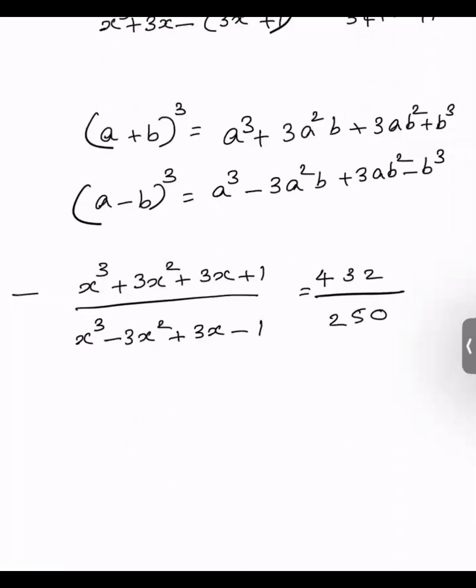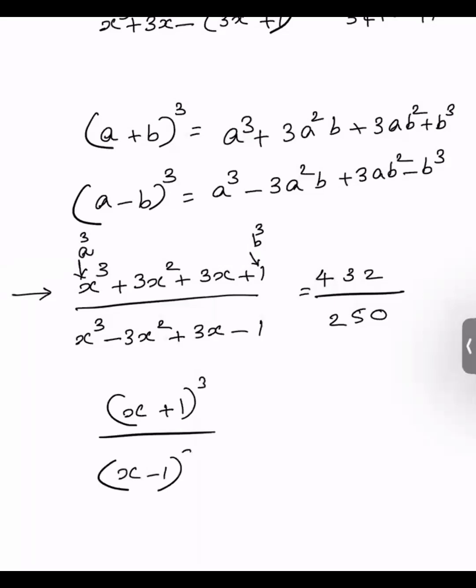Now this expansion, is it not equivalent to this can be considered as A cube, this can be considered as B cube, right? So this is going to be x plus 1, the whole cube, as per the expansion, divided by x minus 1, the whole cube, is equal to, now I am just dividing 432 by 2, 250 also dividing by 2. So what do I get? 216 divided by 125. This is what I'm getting.